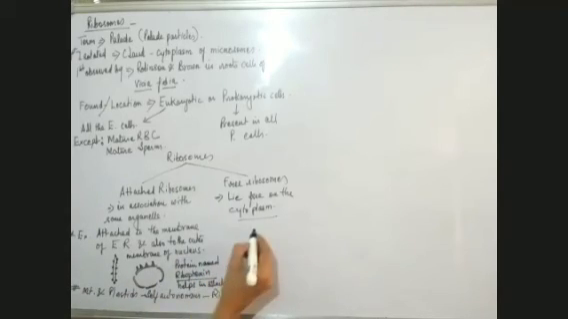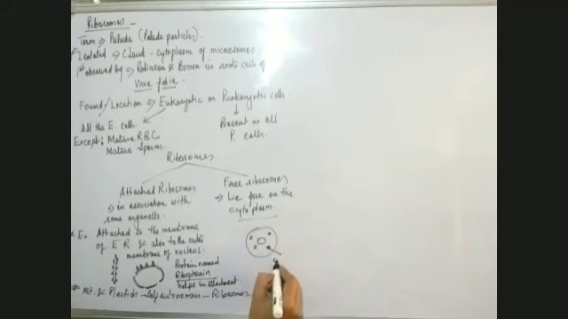So if it is a cell, it has a nucleus. The free ribosomes lie on the cytoplasm like this. So this is a ribosome. So these are free ribosomes which lie on the cytoplasm. So this is one way we have distinguished the ribosomes, that they can be attached type or they can be free types.